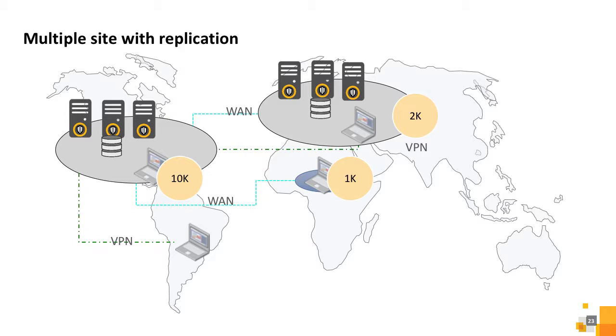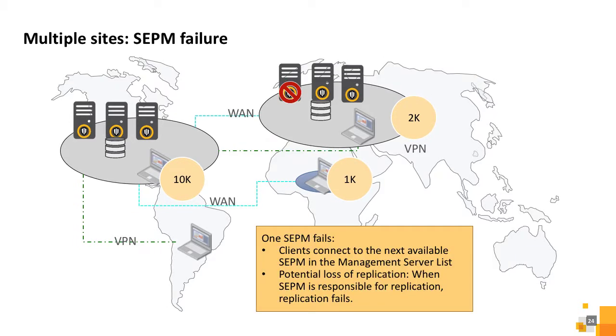By default, replication includes policies, group structure, and configuration. As an option, replication can also apply to logs and content. If a SEPM fails on one site, the clients for that site connect to the remaining SEPMs. If the SEPM is responsible for replication, the scheduled replication is lost and further delay in reporting is introduced.